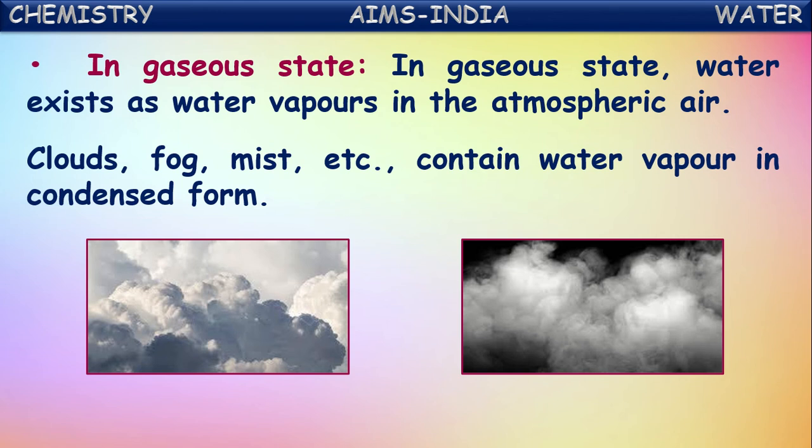So in this way, free water is available in three physical states: solid state in the polar regions and ice caps, where mostly the water is in the frozen state. In the liquid form, water is largely available on the surface of the earth, like oceans, rivers, and ponds, and under the layers of the earth in the form of groundwater. And in the gaseous state, it exists as moisture, clouds, fog, mist, etc. That's about the three states of water.